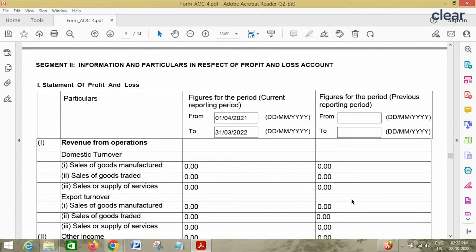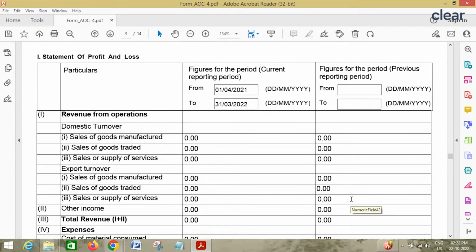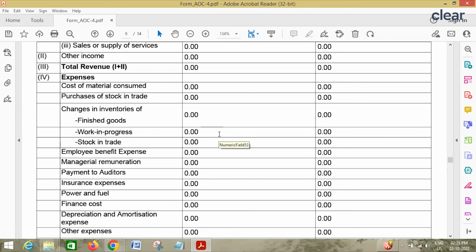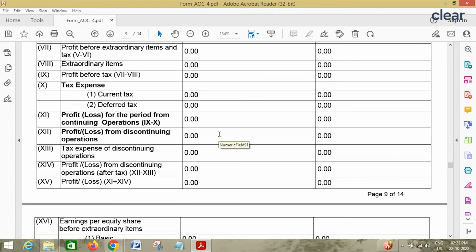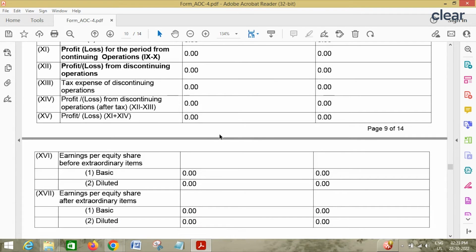Next is the information and particulars related to the profit and loss account. You need to enter the details of the statement of profit and loss account for the current reporting period as well as the previous reporting period. Enter the revenue from operations, the total revenue, total expenses, tax expense, profit or loss for the period from continuing operations, profit or loss from discontinuing operations, earning per equity share, earning per equity share after extraordinary items as reflected in your profit and loss account.